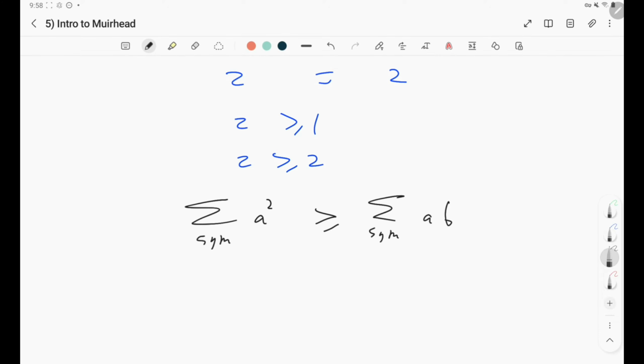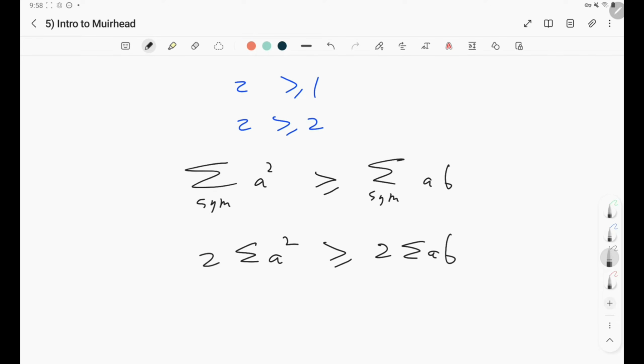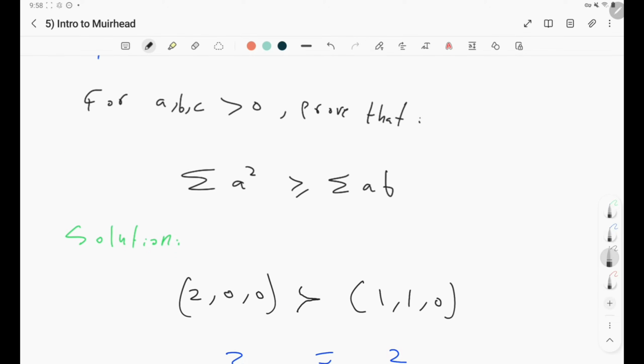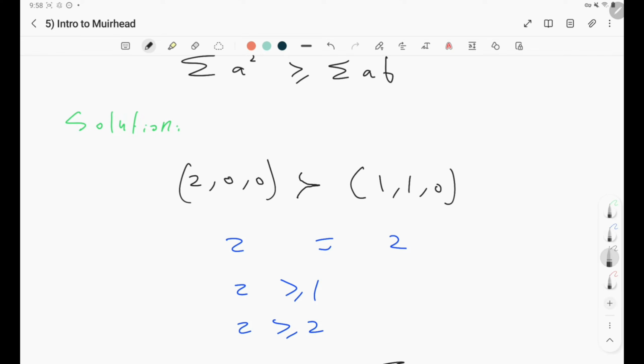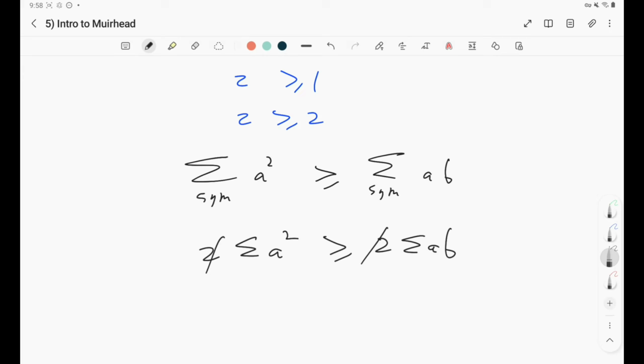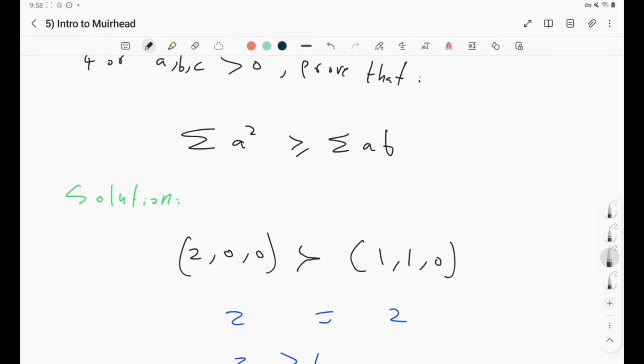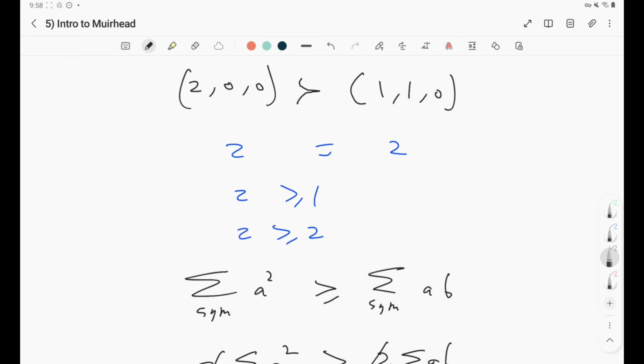Now, what's sigma symmetric a square? It's easy. It's just 2 times sigma a square, and this one is 2 sigma ab. So simply we can just divide by this 2 and this 2 to get the inequality that we want, and basically we're done. So as you can see, this is a simple application of the Muirhead. It immediately solves this problem without the need to think of the pairing strategy for the AMGM. That's why we said it's really more efficient to apply the Muirhead in such problems.